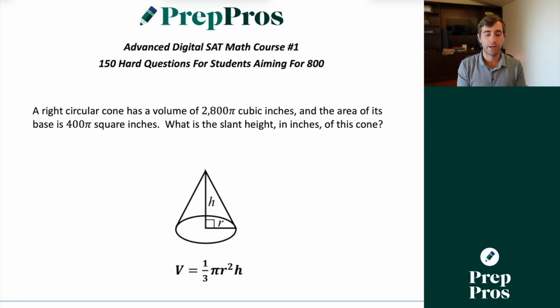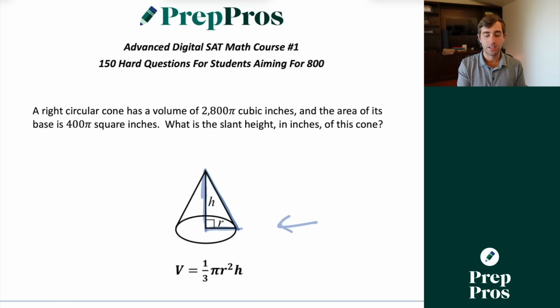But here we see a right circular cone has a volume of 2,800 pi cubic inches and the area of its base is 400 pi square inches. What is the slant height in inches of the cone? Now, I've popped up the figure that you're given in the reference sheet. A ton of students have either never learned slant height or forgotten it, but the slant height is this piece. So if you see cone questions, at their core, they're often a Pythagorean theorem question because we have this triangle.